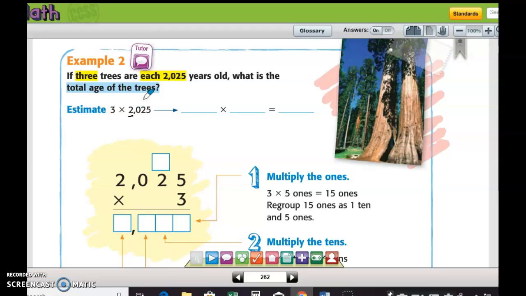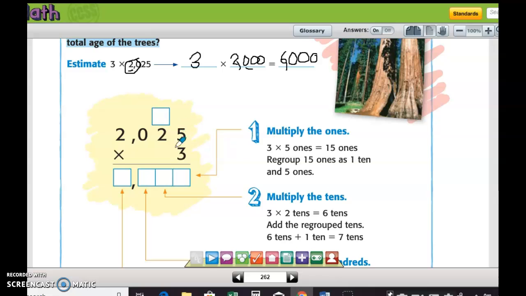So I'm going to estimate to my highest place value, and I see 20. So I'm going to change 2,025 for the estimation purpose to 2,000. And then I see my basic fact. What's the basic fact? If you said 3 times 2, you were right, and 3 times 2 is 6. Basic fact is 6. And then we bring back our zeros because it's not 2, it's 2,000. So our estimate is about 6,000 years for the age of the trees.